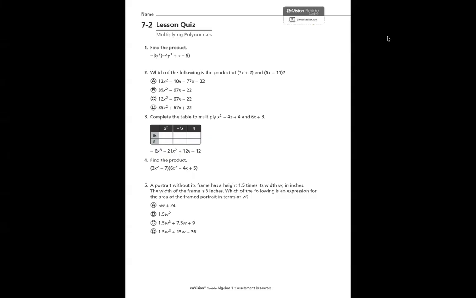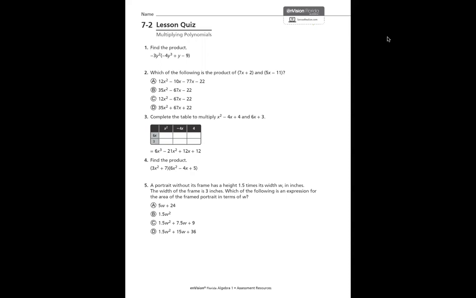We are working in 7-2 today. We're doing the lesson quiz. In 7-1, we were talking about adding and subtracting polynomials, and we have moved on to multiplying polynomials. So we are going to go through two different ways that you can multiply polynomials.